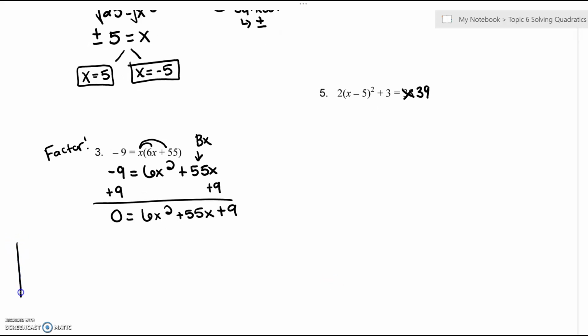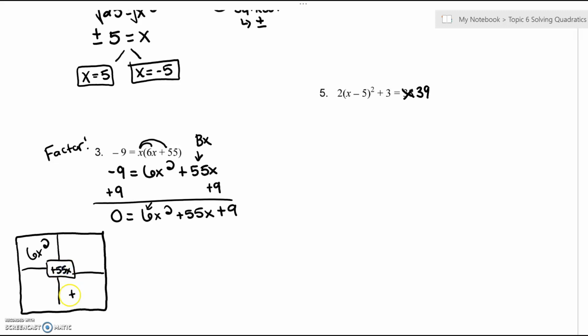So, putting this in the box. And the reason why I'm jumping straight to the box is because if I look here, there's not a GCF between 6, 55, and 9. So, finish the box. I have 6x squared, I have plus 55x, and I have plus 9. So remember, when I'm solving these types of problems, I have to list not only the factors of 9, but I have to list the factors of 6.